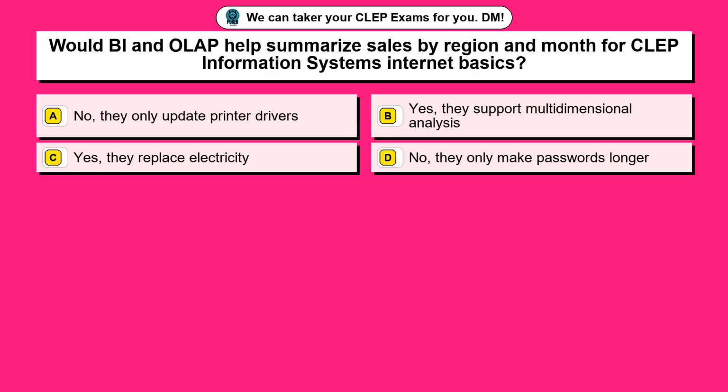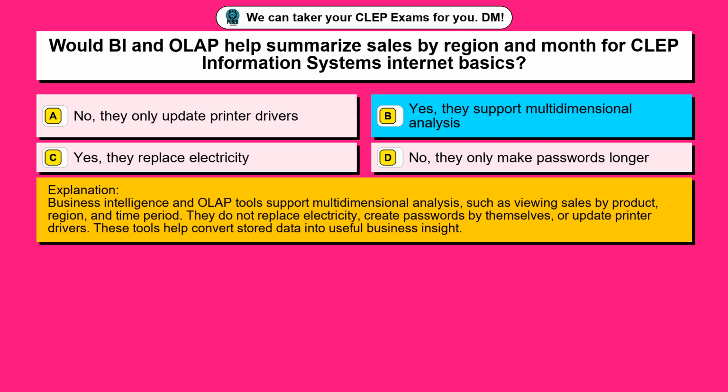Question 9. Would BI and OLAP help summarize sales by region and month for CLEP Information Systems Internet Basics? Option A. No, they only update printer drivers. Option B. Yes, they support multidimensional analysis. Option C. Yes, they replace electricity. Option D. No, they only make passwords longer. The correct answer is option B. Yes, they support multidimensional analysis.